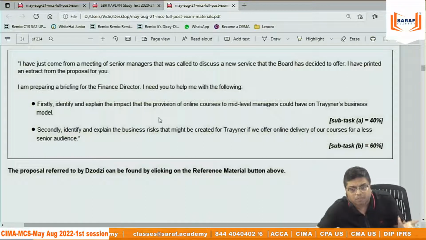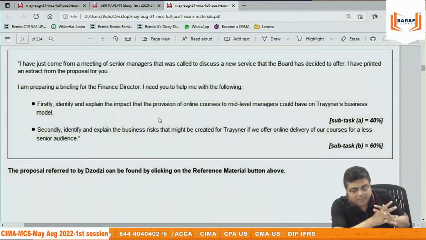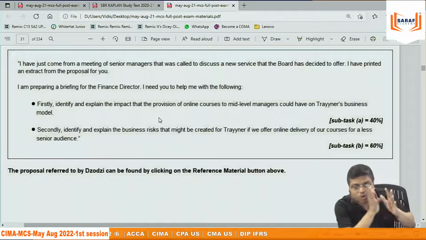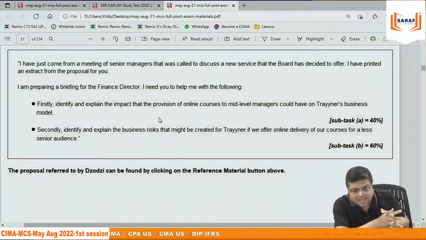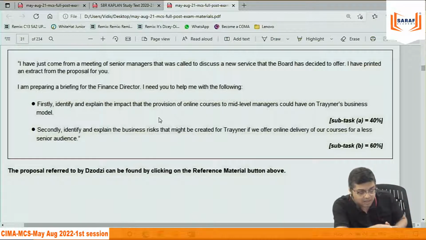General business problem. When you read the pre-seen material, 26, 27 pages, when you have prepared so many mock papers, definitely in the class we must have done this type of question. If they say in the exam, online courses mode, then what are the pros and cons? What should be discussed? How is it to be written? That is the first part, 40%.